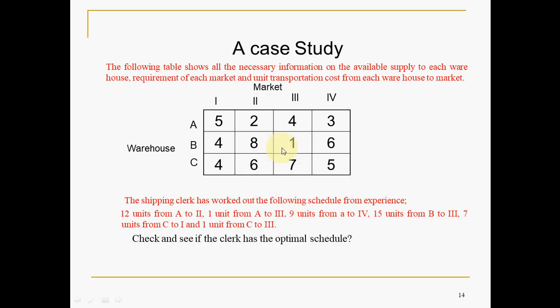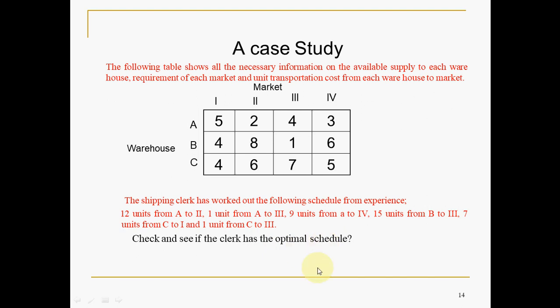Now let us take a simple case study or realistic problem where you can apply this concept of transportation. The following table shows all the necessary information and the available supply of each warehouse. The requirement of each market and the unit transportation cost from each warehouse to the market is given. A shipping clerk has worked out the following schedule from his experience: 12 units from so and so, 1 unit, all this is given. Check and verify if the clerk has the optimal schedule.